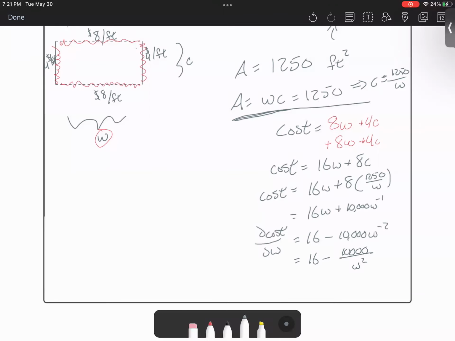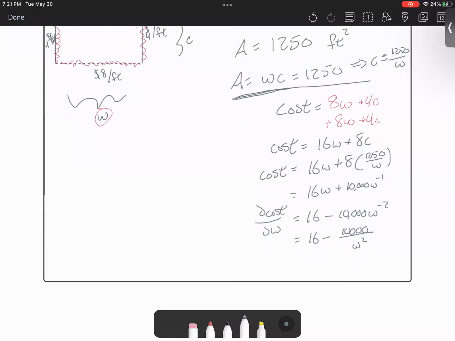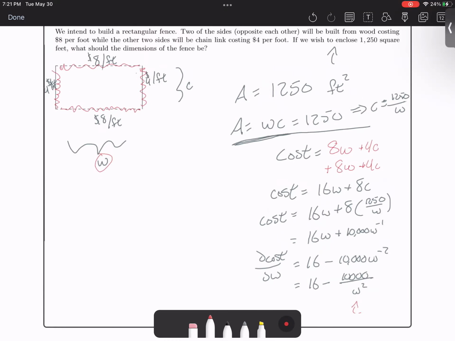All right, so this is going to give me a 0 or discontinuity. Let's talk about discontinuity first. So the only problem is I've got that non-removable discontinuity at 0, right? But I don't have to worry about that because my width can't be 0, right? Because if I have a 0 width, then I really don't have any area enclosed.